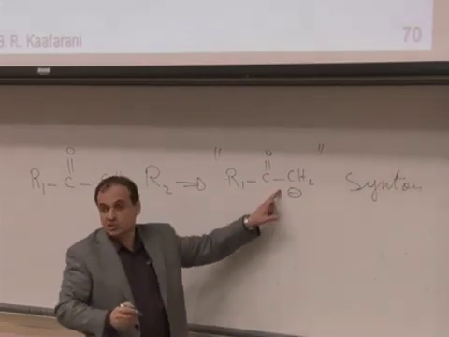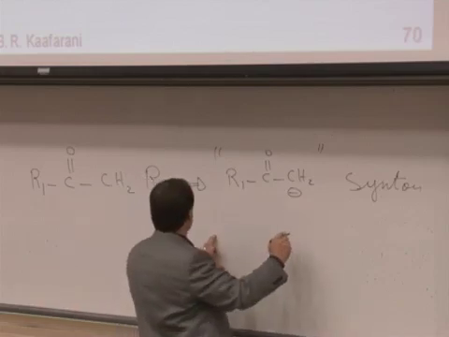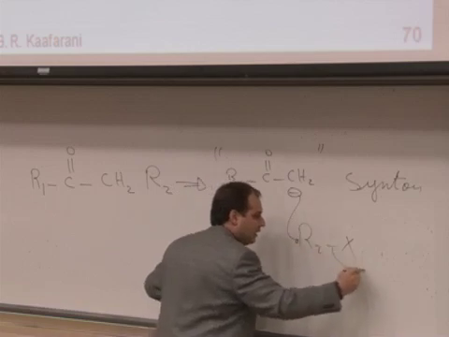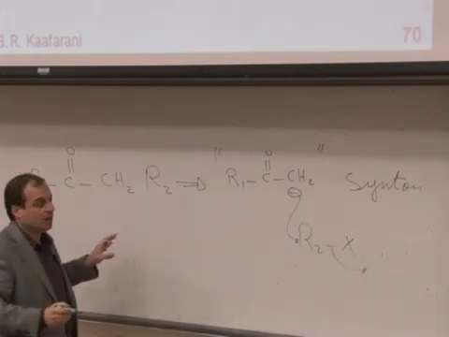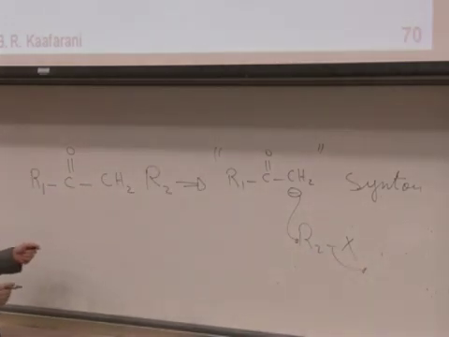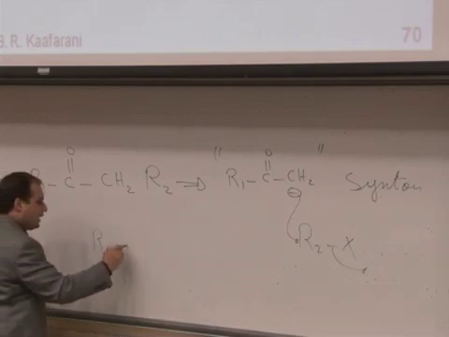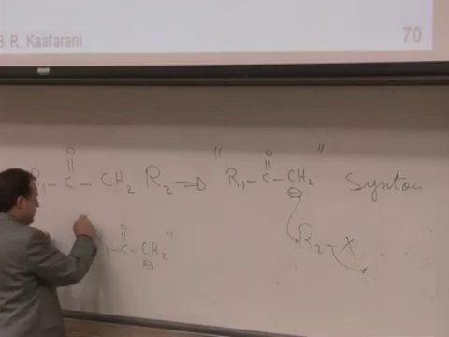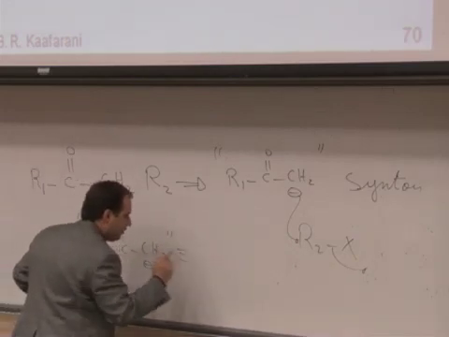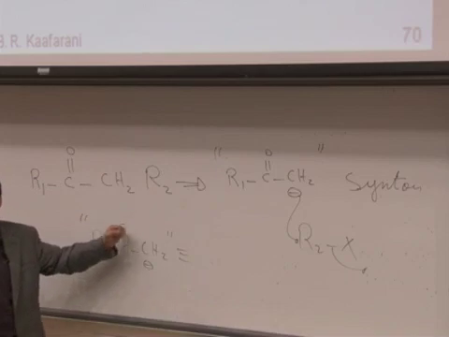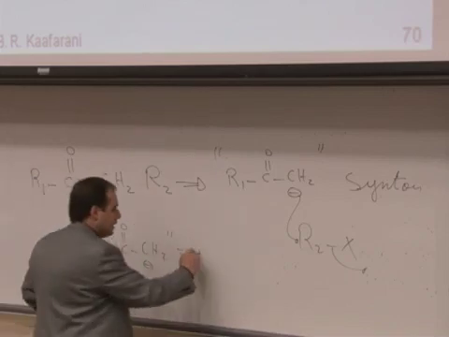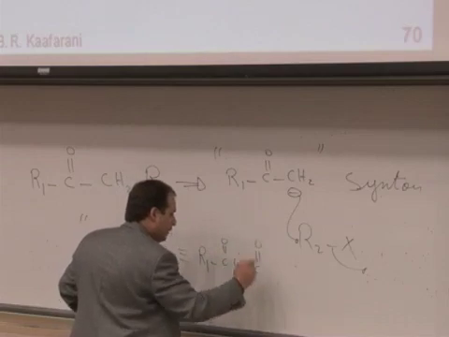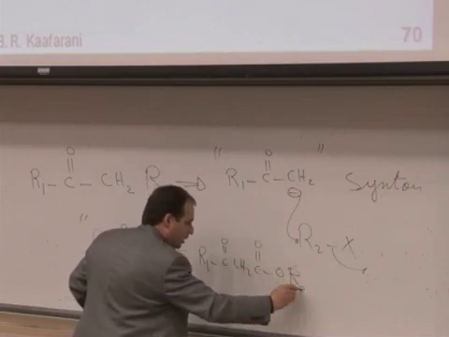Because if you have this CH2 minus and you are having an R2X, you can do an SN2 reaction and this leaves. Now, what is the synthetic equivalent of R1 C double bond O CH2 minus? The synthetic equivalent of R1 C double bond O CH2 minus is R1 C double bond O CH2 C double bond O OR3.